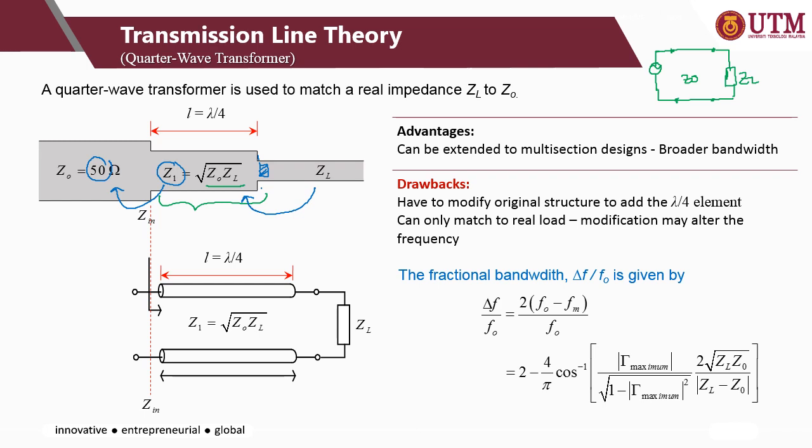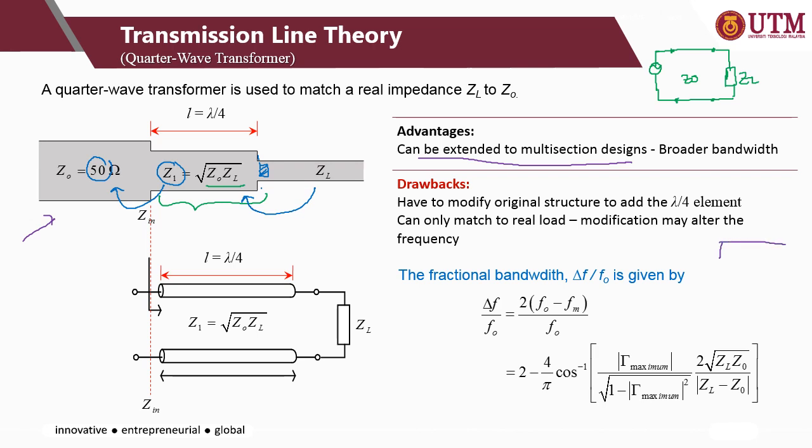What else here? The advantages of using the quarter wave transformer is it can be extended to multi-section designs. Therefore, it can provide broader bandwidth. If just narrower bandwidth is needed, the designer can simply use a single section transformer. This figure shows the single section transformer in which only one λ/4 element is included in the design.